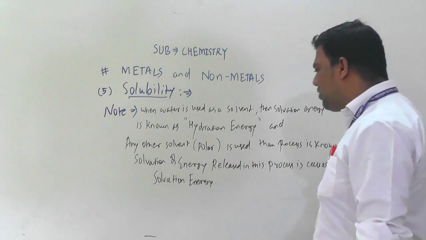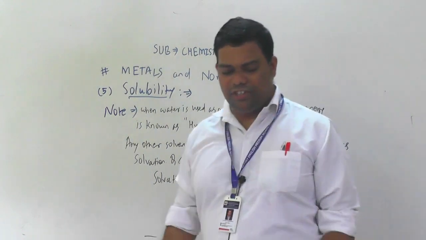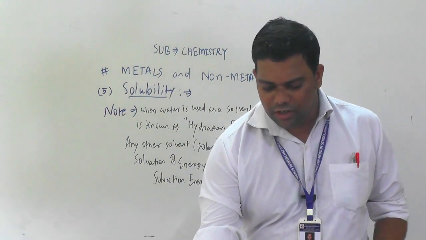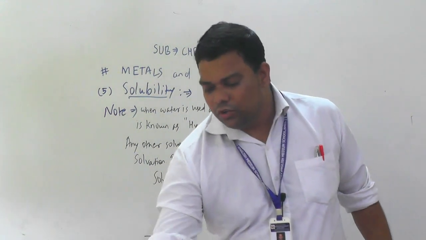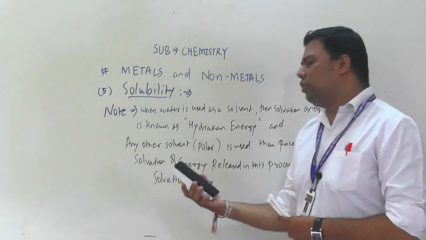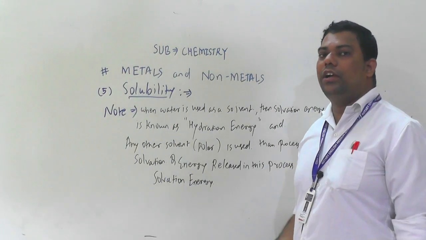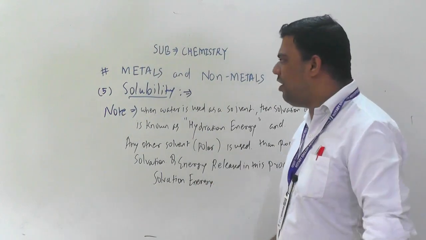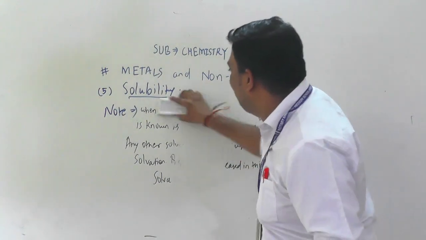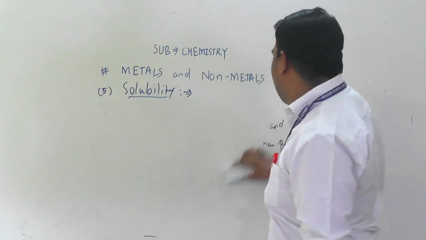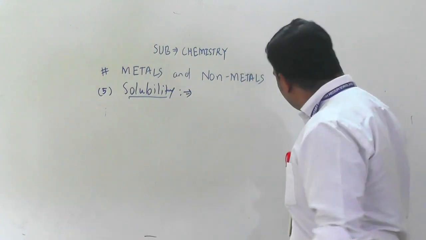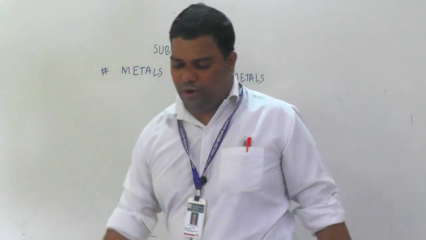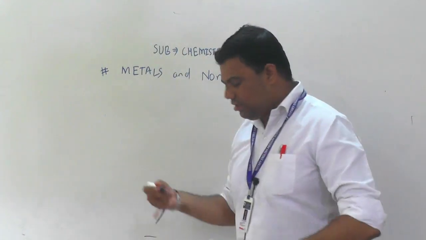And the energy released in this process is called what, beta? Solvation energy. So these are basically your solubility. Okay. So here I am also going to share one important definition, which belongs to your solubility. That is lattice. Okay. So what is the lattice? Have you heard about this word?